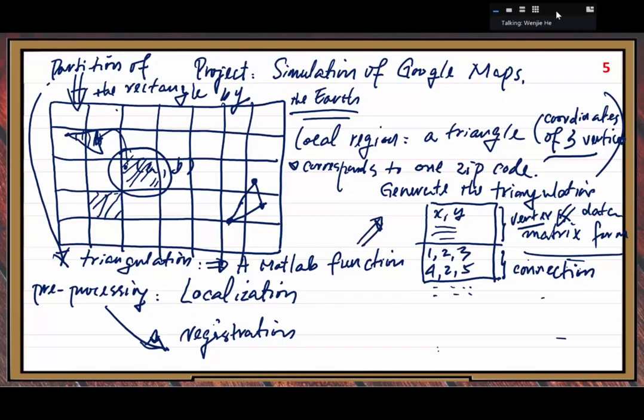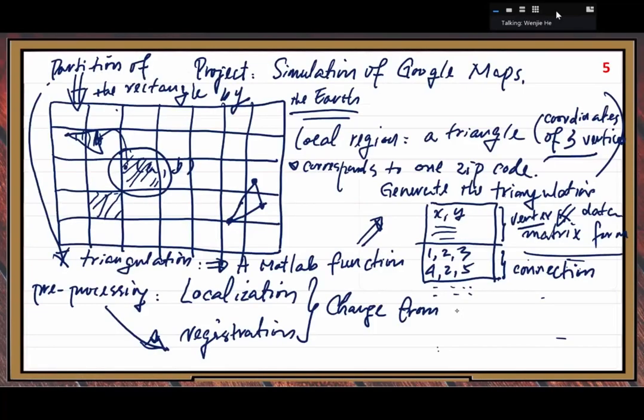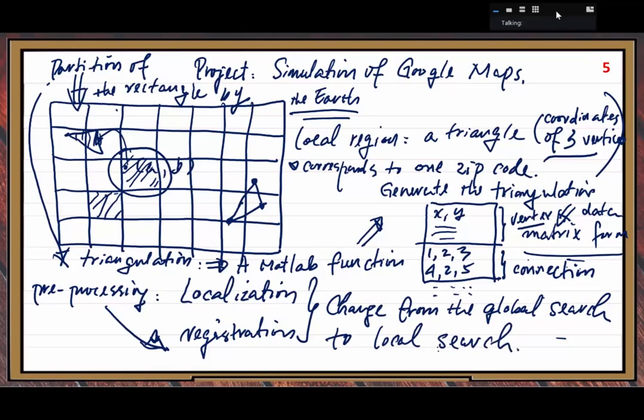Why do we do that? The main idea here is to change from global search to local search. That's the main reason why we can solve this problem in such an efficient way. Very efficient.